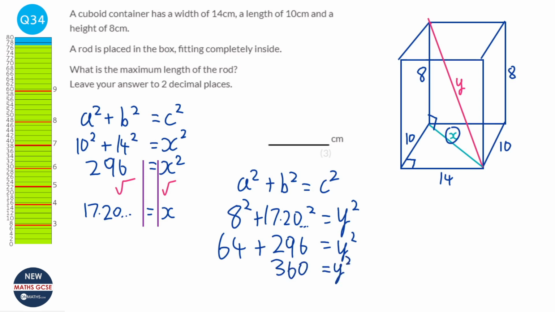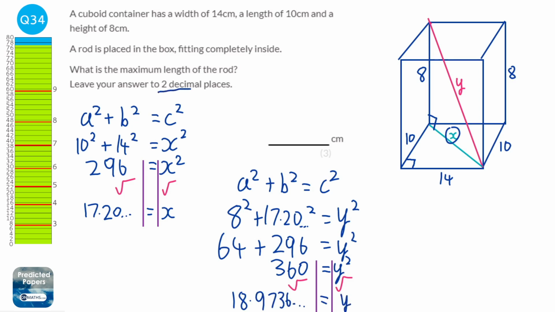And again, I'm just going to put my solving lines in. Not too difficult to solve this, because I'm just going to square root both sides. So I'm going to square root this, and it gives me the answer of 18.9736 blah blah blah equals y. Now it says it wants the answer to 2 decimal places, so it would be 18.97 to 2 decimal places.